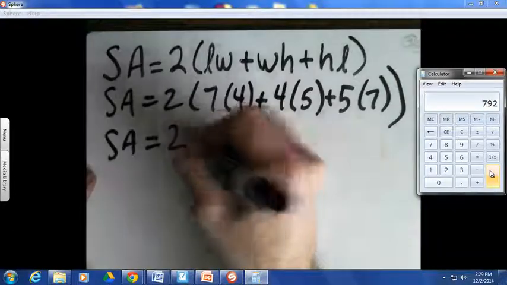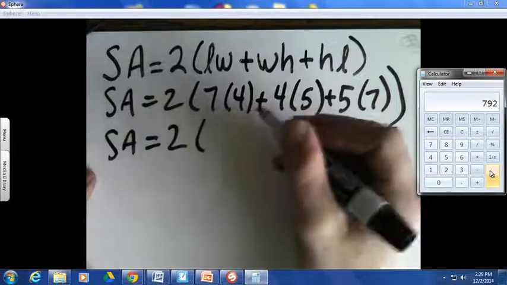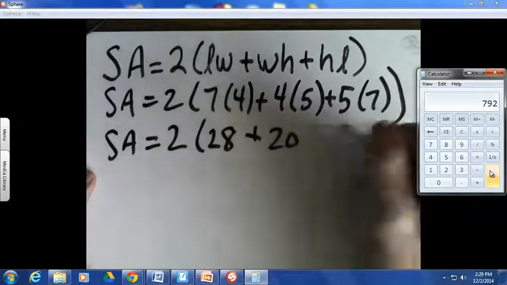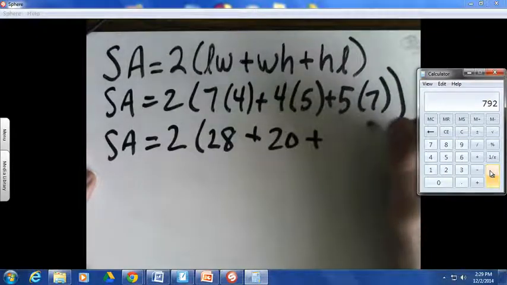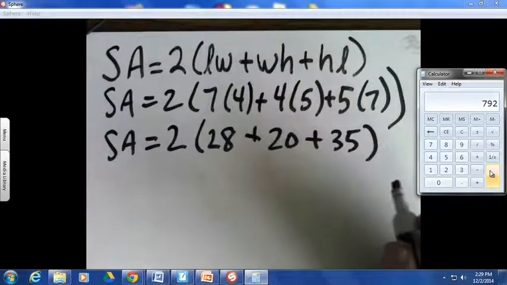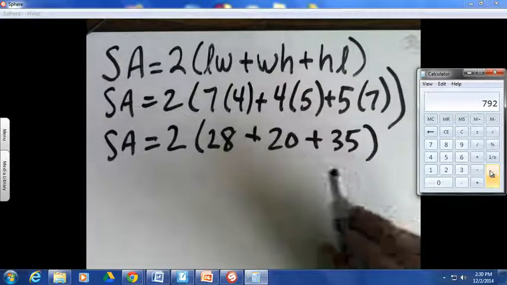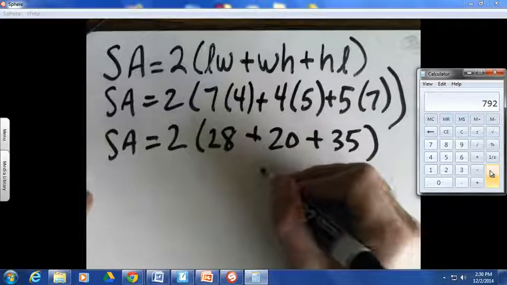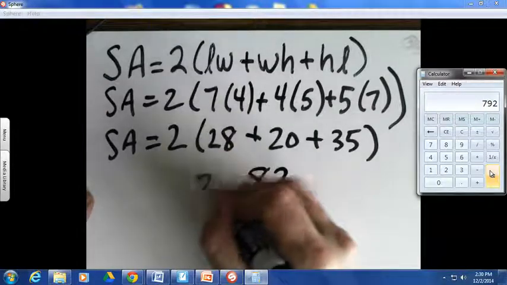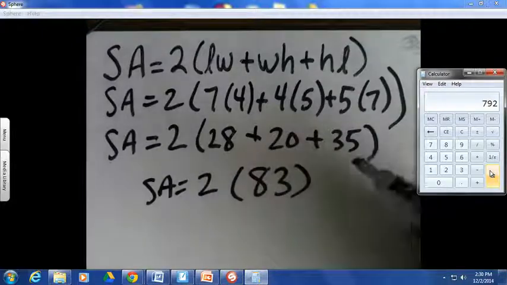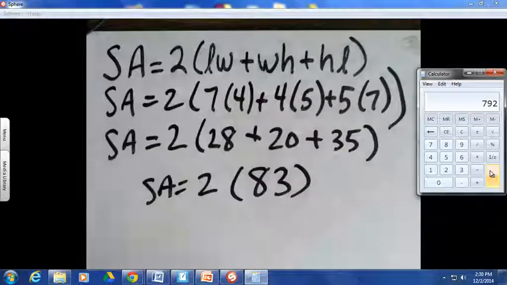Surface area equals 2 times 7 times 4 is 28, plus 4 times 5 is 20, plus 5 times 7 is 35. Take a minute to think about it, see if you can do the mental math here. I get 83. The sum of these numbers should be 83.